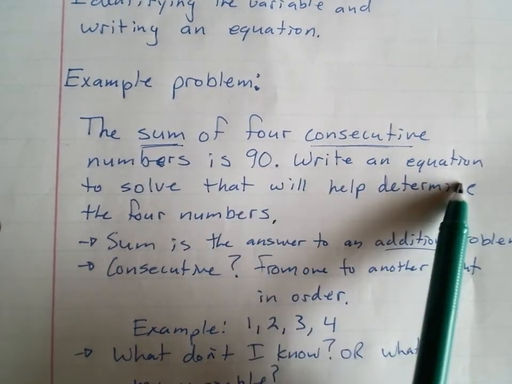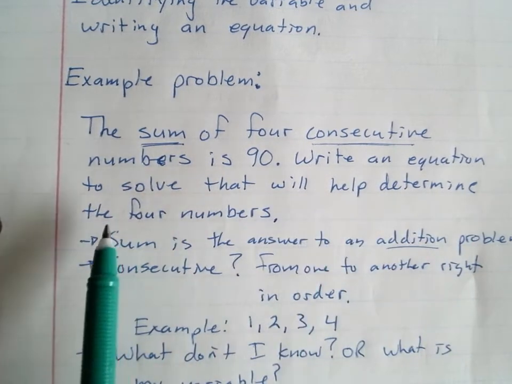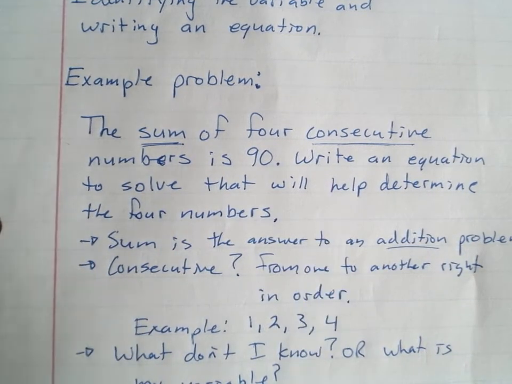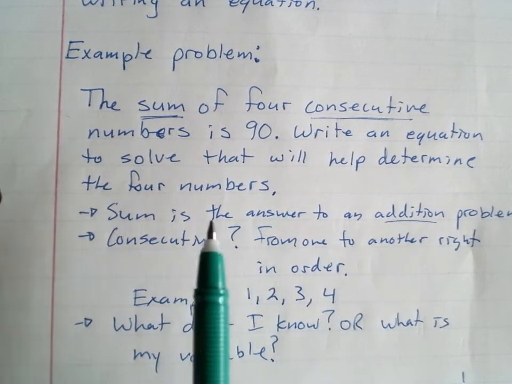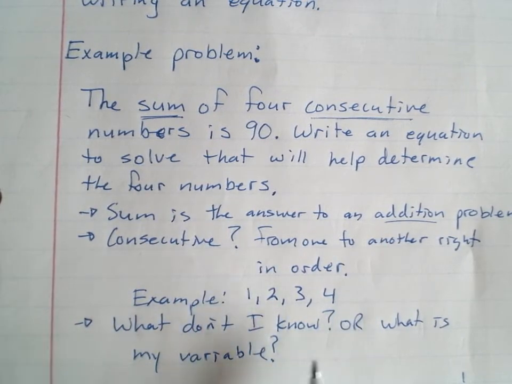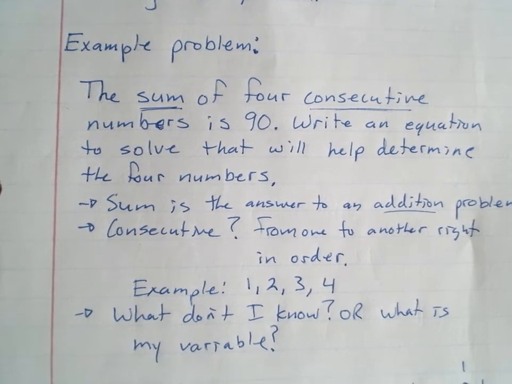Now I want to write an equation that's going to help me determine what those 4 numbers are, right? So what do I not know? After I establish what I know, whenever I'm working on a problem, I think, okay, what don't I know? What do I need to figure out? And in this case, I need to figure out what is my variable? That's really what I'm trying to figure out. Like what is it that I'm trying to determine? I'm trying to figure out the numbers.